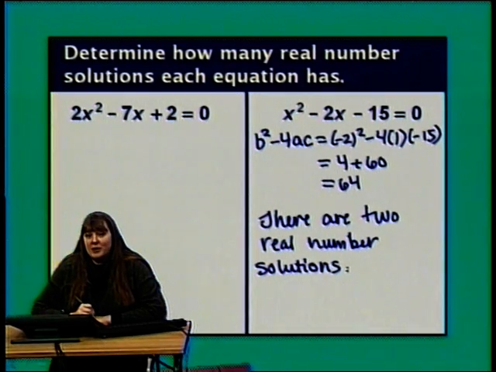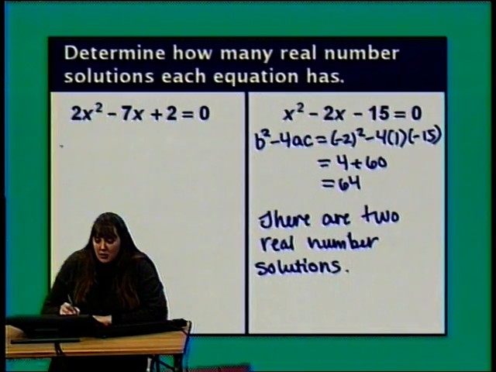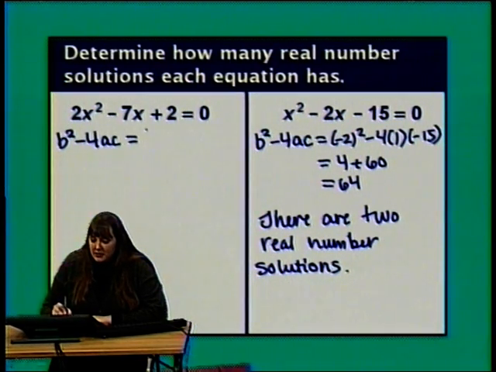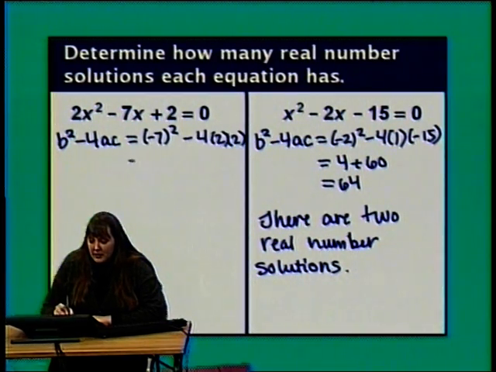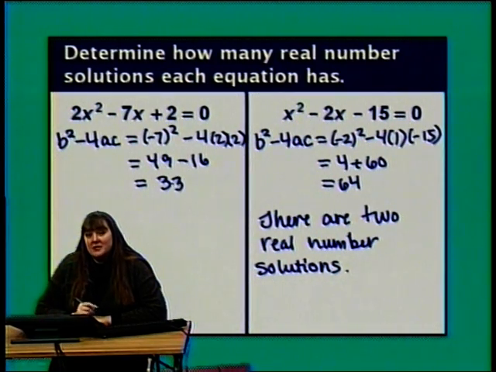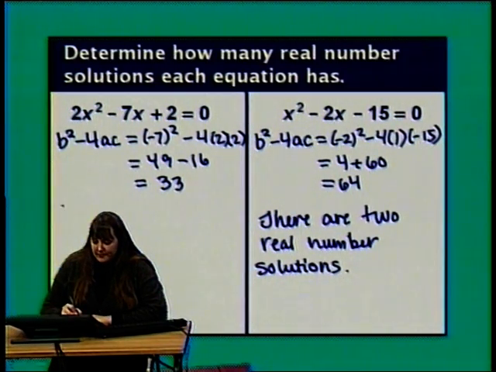What about 2x squared minus 7x plus 2? Well, in this case, the discriminant, b squared minus 4ac, would be the square of negative 7 minus 4 times 2 times 2. That's 49 minus 16, which is 33. Once again, the discriminant is positive. So in this equation, there are 2 real number solutions.